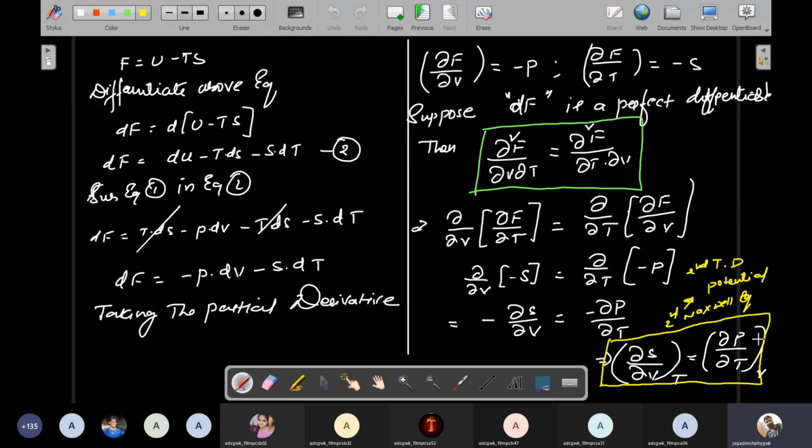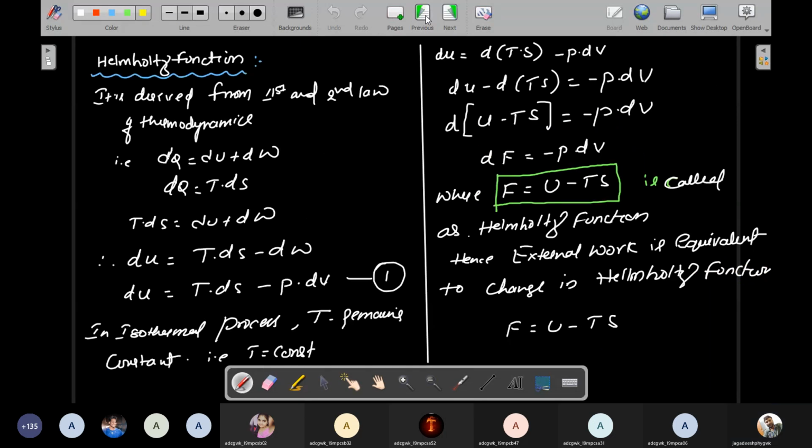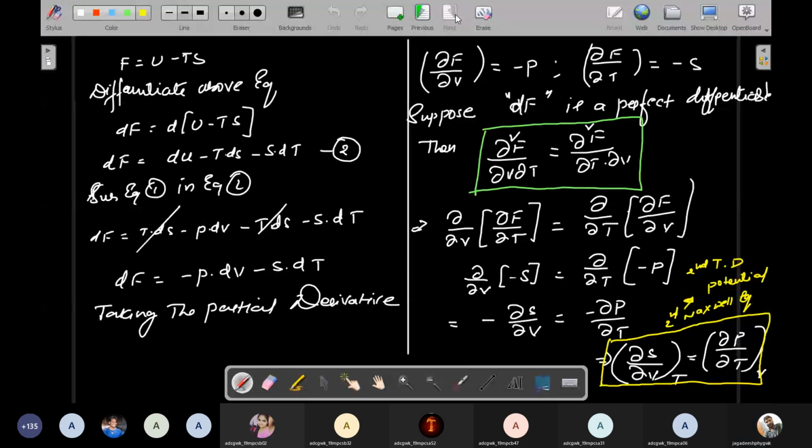So we have derived two thermodynamic potentials already. The first thermodynamic potential is internal energy, and the second is the Helmholtz function. Now we come to the third potential. Please take screenshots. This is one screenshot, and this is one screenshot. Shall we move to the third page? Okay, next page, and move to enthalpy, or the total heat function.